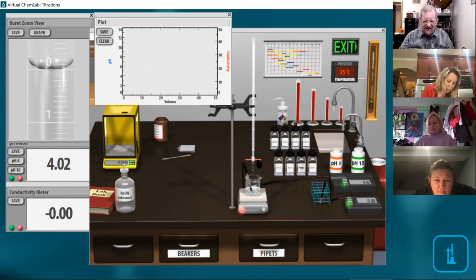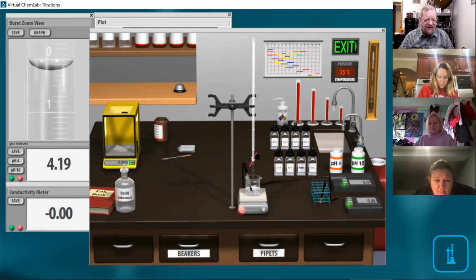And now I'm going to add it. Now, you'll add until you see a color change, and you stop. And you can shotgun it in. You can do a first one just to do it, and I hope I didn't dump it in this graduated cylinder. I will find out.